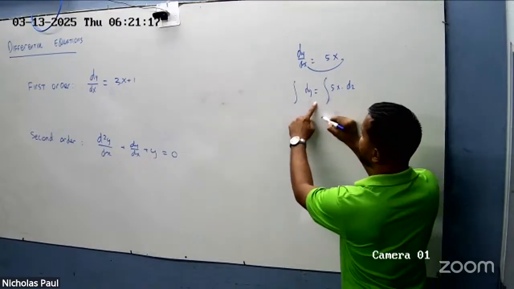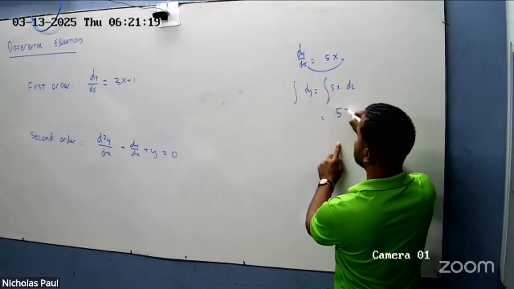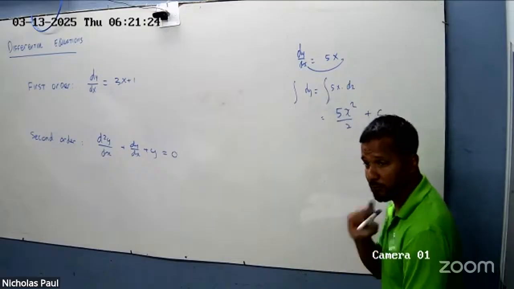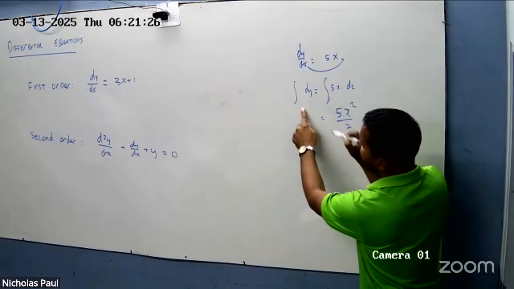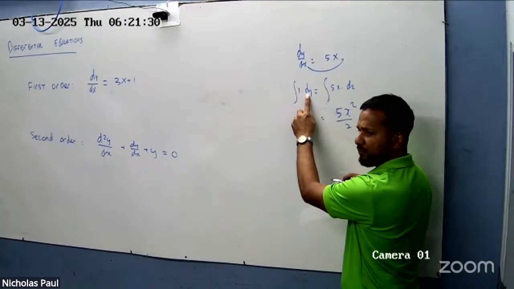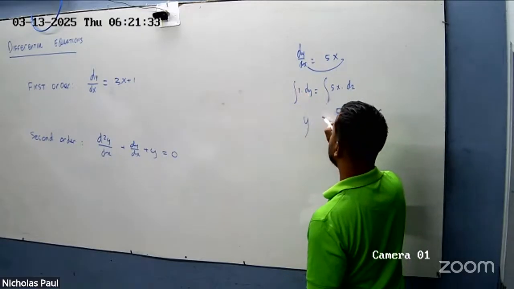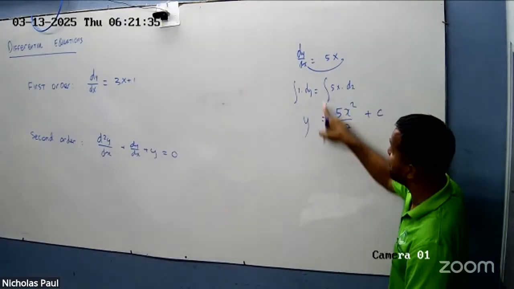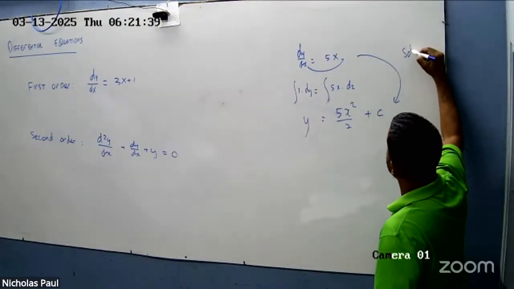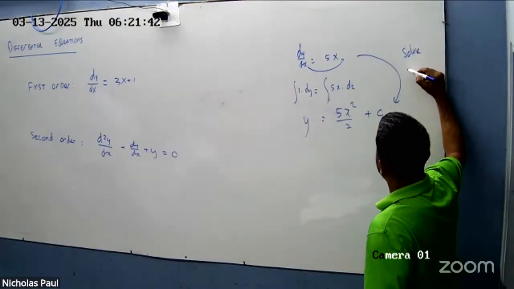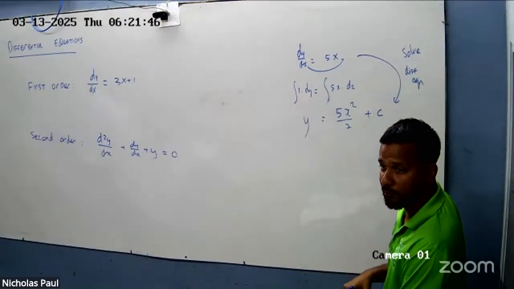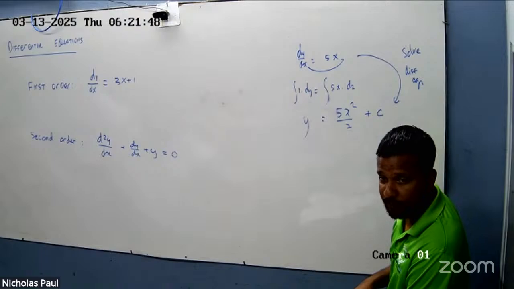If you integrate 5x with respect to x, you'll get 5x squared over 2 plus c. But if you integrate 1 with respect to y, what do you get? y. This is the solution. So if I ask you to solve a differential equation, that's what you're doing. You're okay with that?